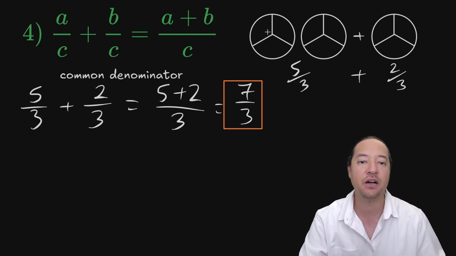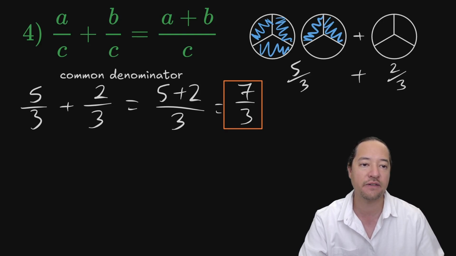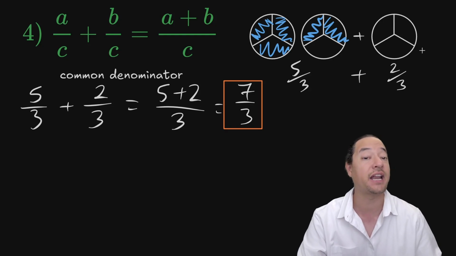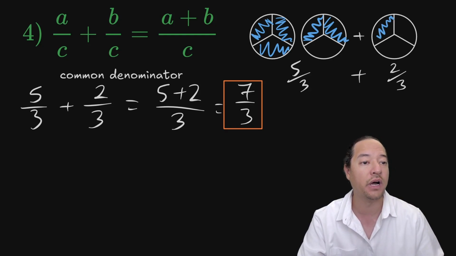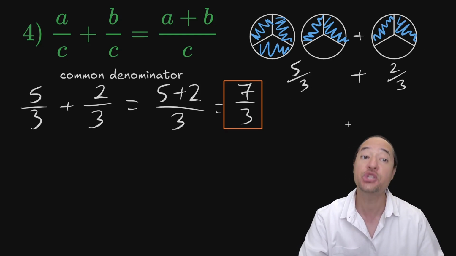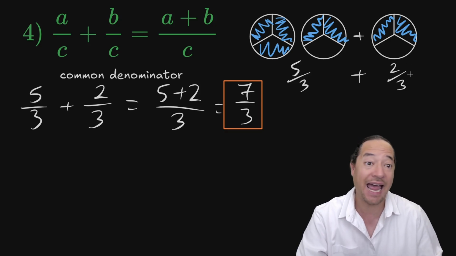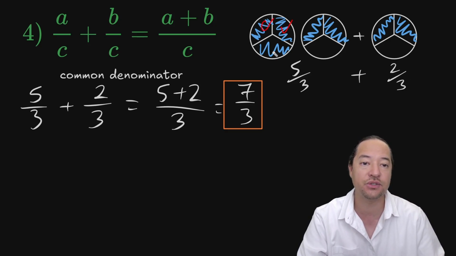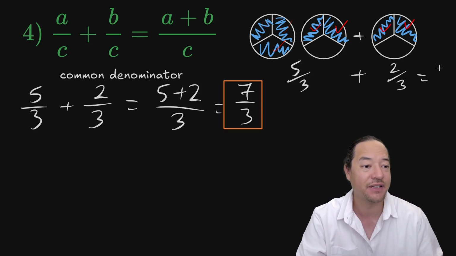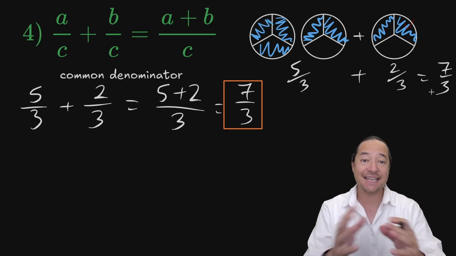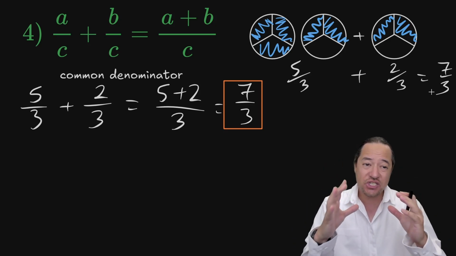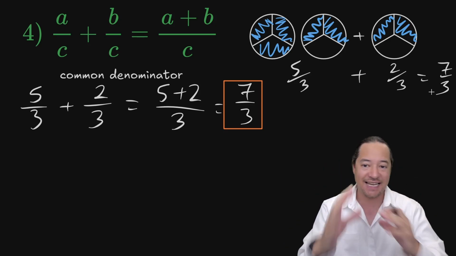So let me color this in. This is going to be 5/3: 1/3, 2/3, 3/3, 4/3, 5/3. And I'm going to add 2/3. What am I going to get? Well, if I add them together, I can count: 1, 2, 3, 4, 5, 6, 7. I get literally 7/3, as expected.